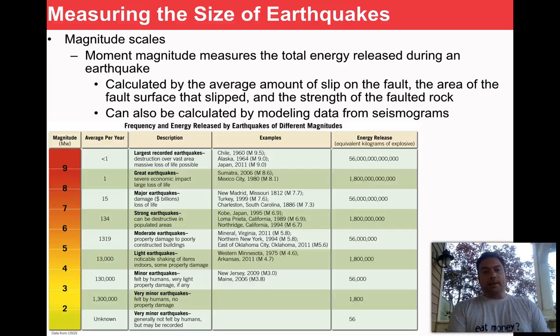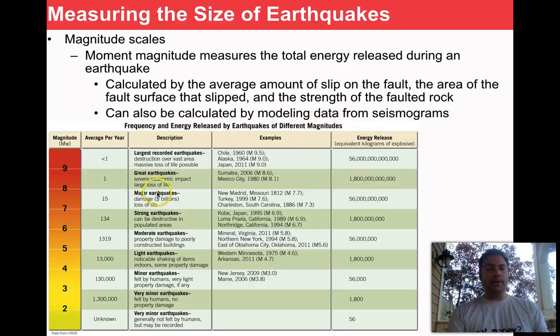So here's a nice comparable diagram for earthquakes. And so here we see magnitude scales. Moment magnitude measures the total energy released from an earthquake. There are different ways we can do this. We can actually make estimations from what we could assume that a fault can do. That's what this text here is basically saying. And it can also be calculated by modeling data from seismographs.